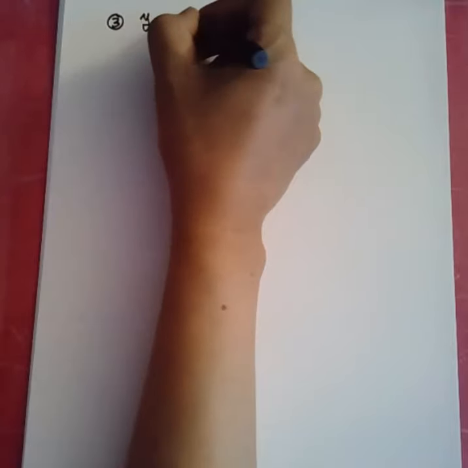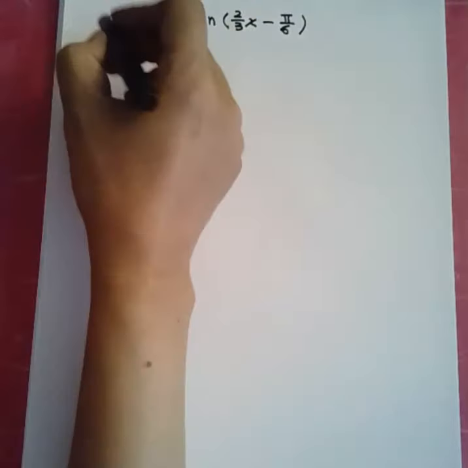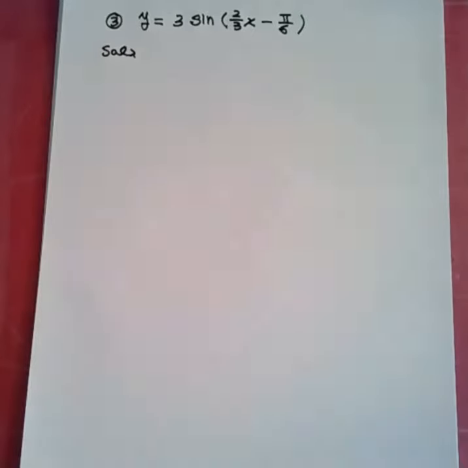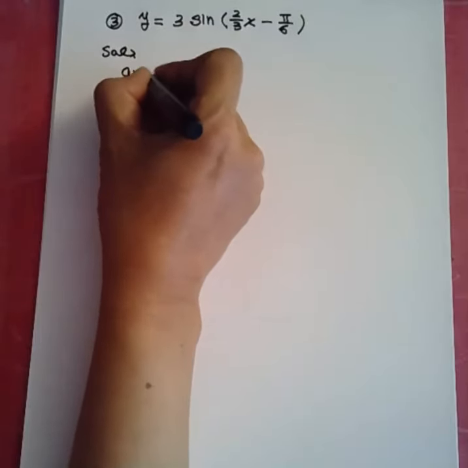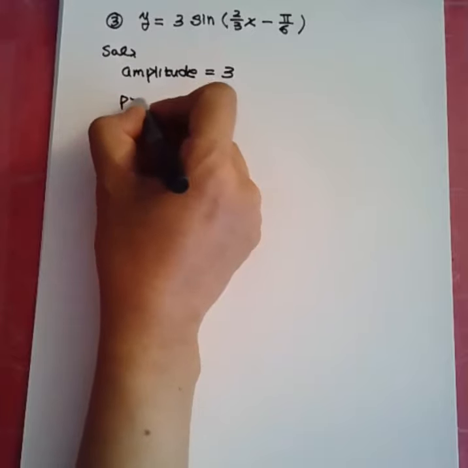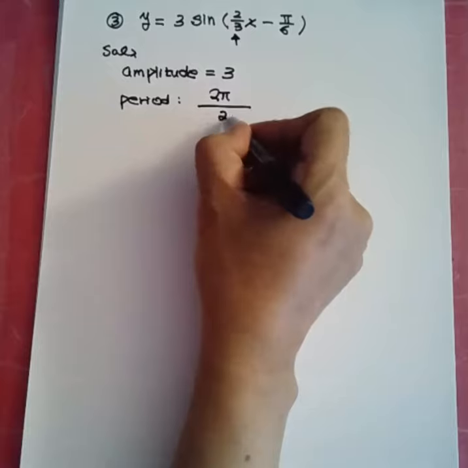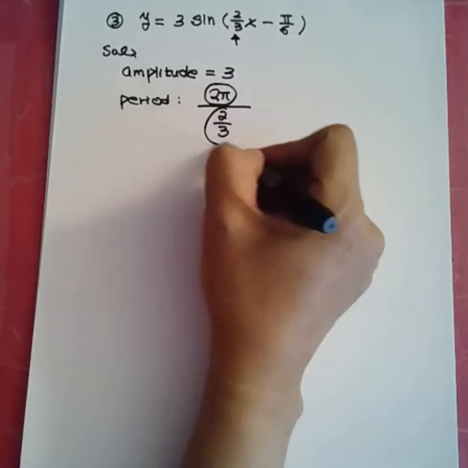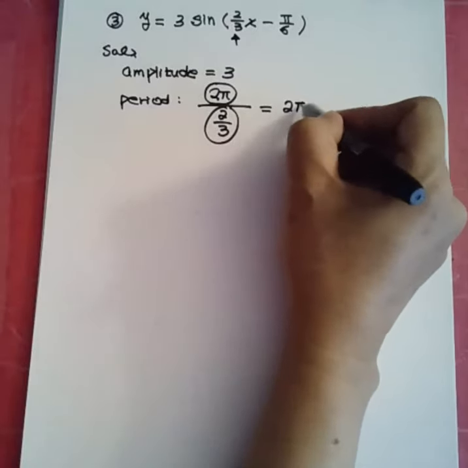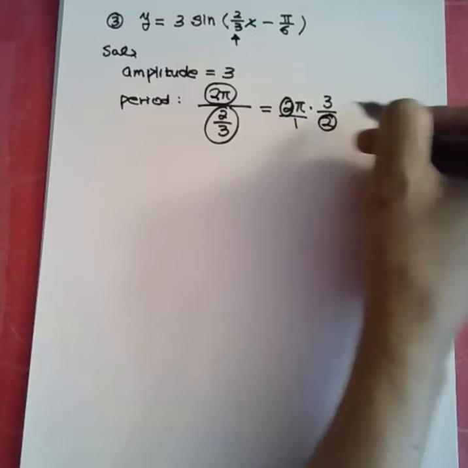The next one is y equals 3 times sine of 2 over 3 x minus pi over 6. When we graph this, we have to figure out amplitude, period, and phase shift. Amplitude is 3, and period is determined by this one, 2 pi divided by 2 over 3. Again, this is numerator, this is denominator, so we can multiply numerator times the reciprocal of the denominator, which is 3 over 2. So these two will cancel each other, and it becomes 3 pi.